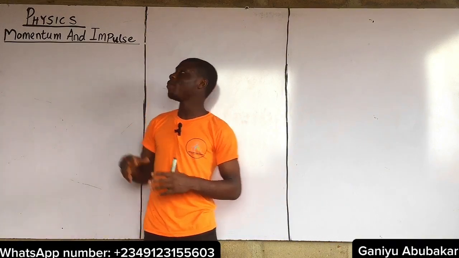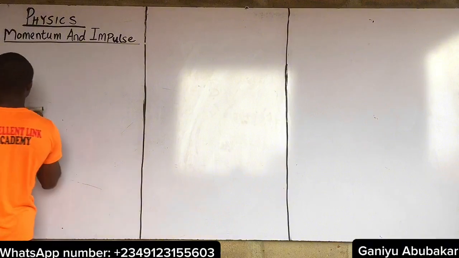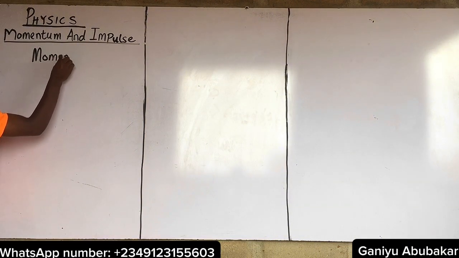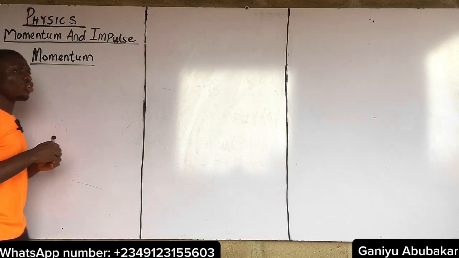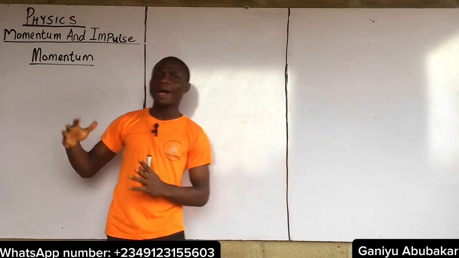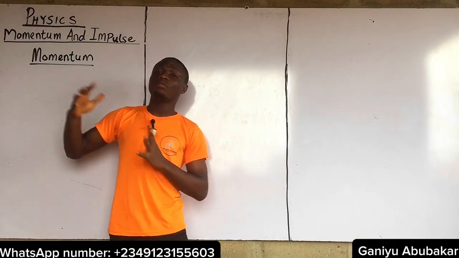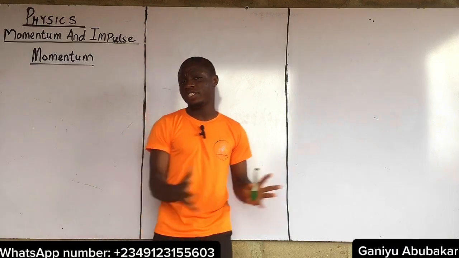But for now, let's start with the concept of momentum. By definition, what is momentum? Let's say I have a mass of a body, and the mass moves with a specific velocity.